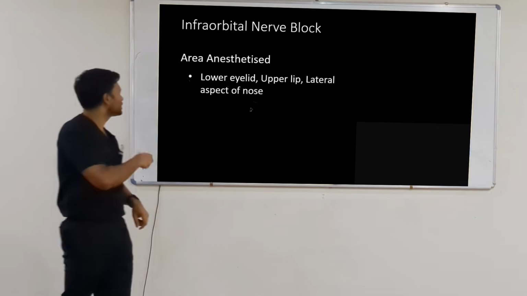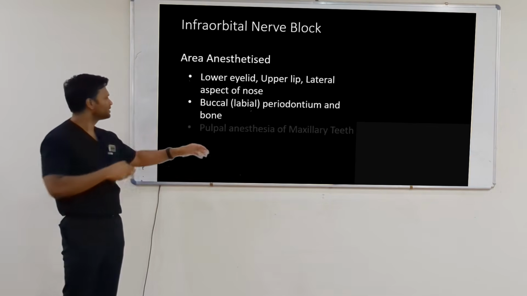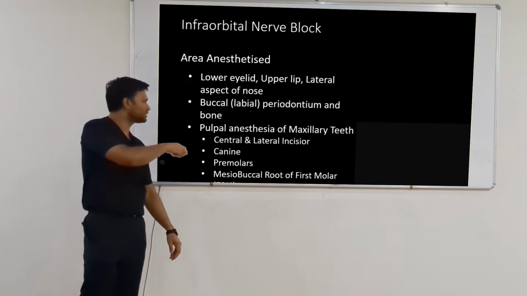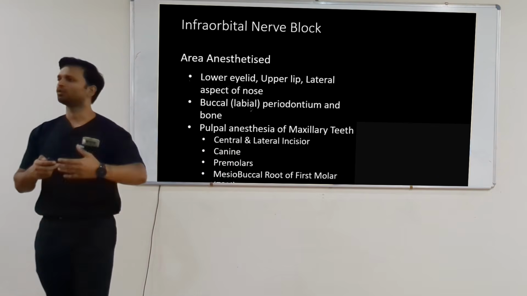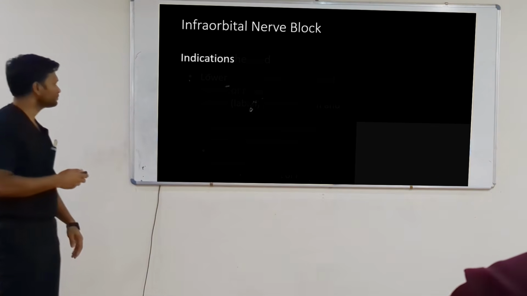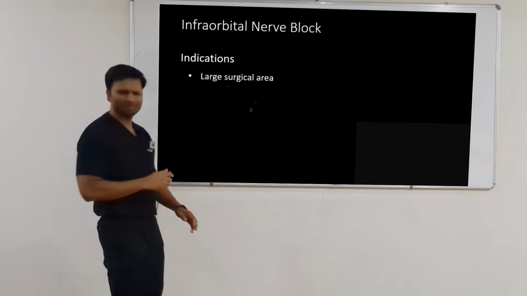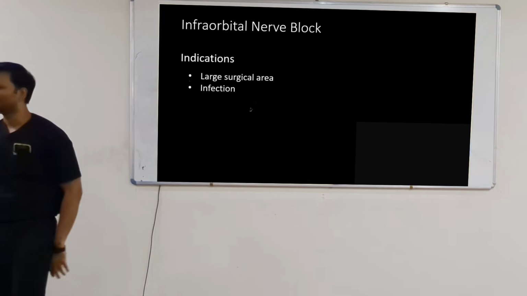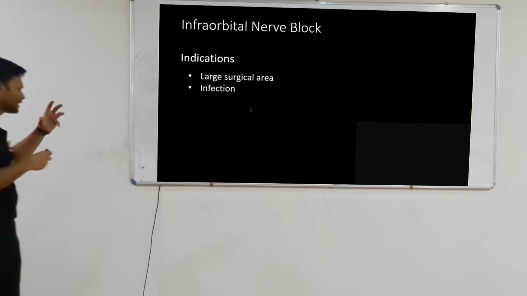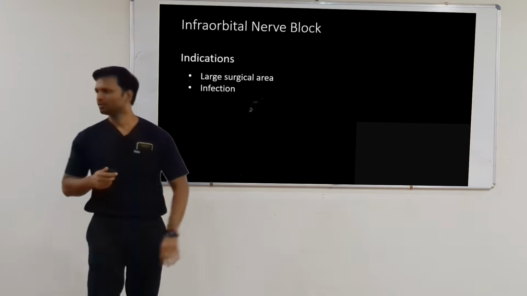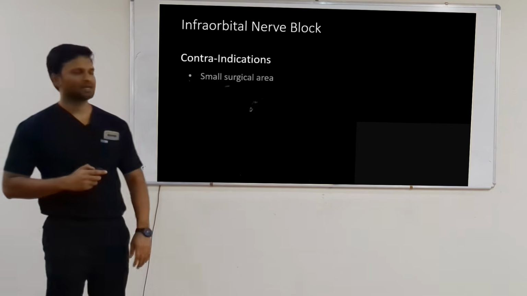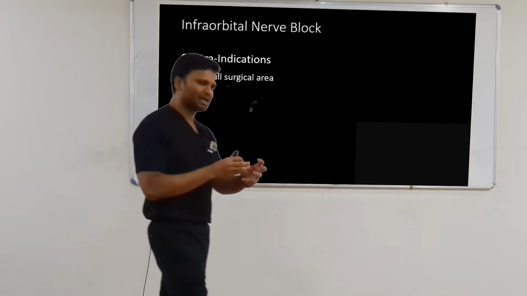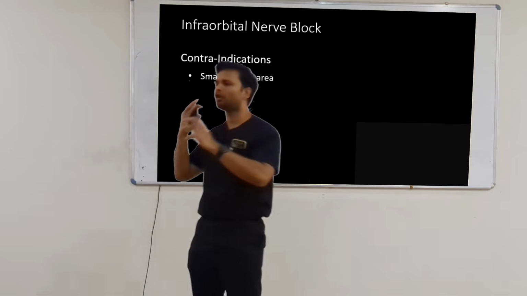Okay. So what are the areas anesthetized? We have already discussed. Buccal periodontium, pulpal anesthesia to the maxillary teeth, that are the central, lateral, canine, premolars, and mesiobuccal root of the first molar. So what are the indications? The same thing. If we have a larger surgical area, if there is infection, when we cannot give local infiltration, so we are going to go for nerve blocks. Contraindications: small surgical area, there is no need for an infraorbital nerve block.